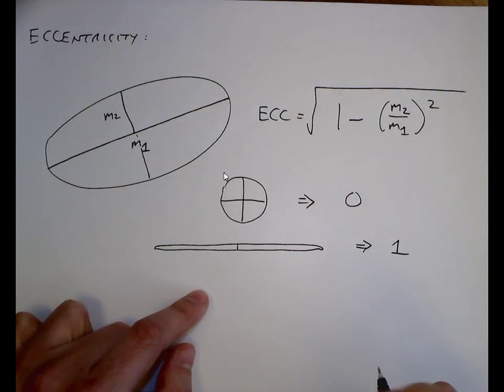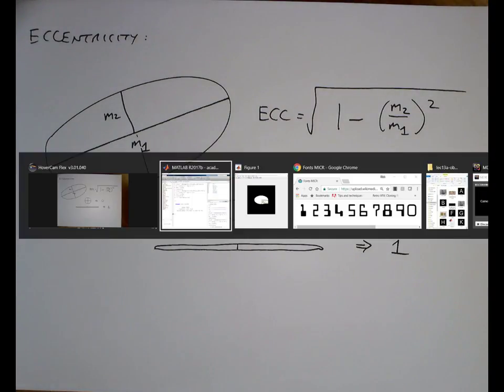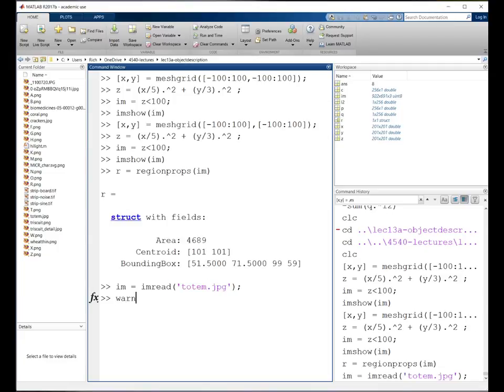Okay. And so now if I wanted to, you could imagine that I could filter on, for example, how big the blob is and how circular the blob is. And so let's do an example of that. So here I have an image that is a totem pole. Let me just turn the warning off because I know it's going to complain.